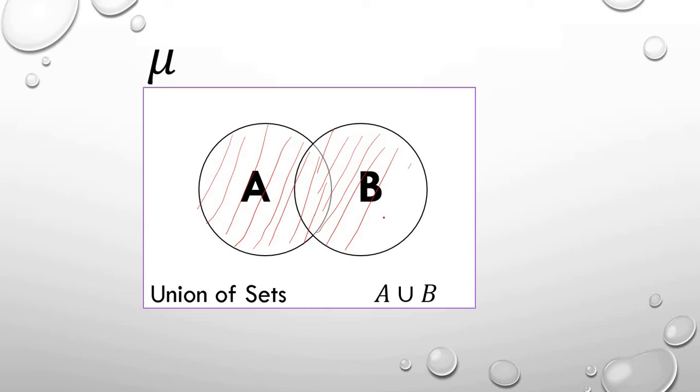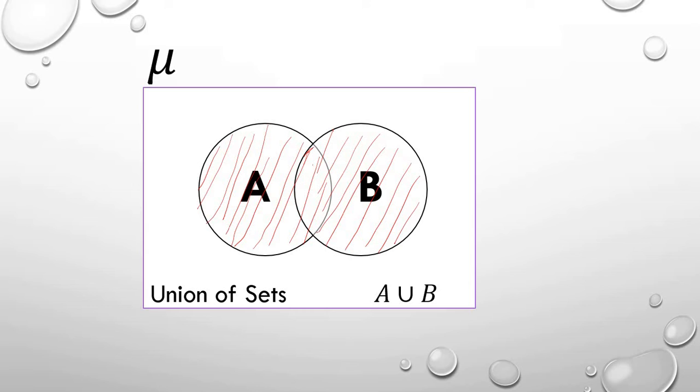This place that I have shaded now is the union. So you take every element in A and B, and you don't repeat. No repetition is allowed. So that is A union B, everything in A and in B. That's the union of sets.